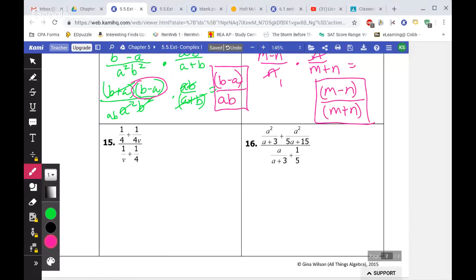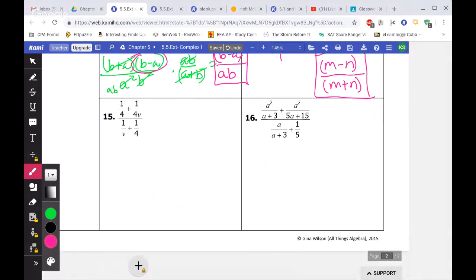All right. Number 15 and 16. Neither of those has a numerator or denominator that is a single fraction. So we need to put a common denominator. In the numerator, we have 1 over 4 plus 1 over 4v. So this first fraction, in order to have a common denominator, is missing a v in the denominator. So we'll multiply the top and the bottom by v.